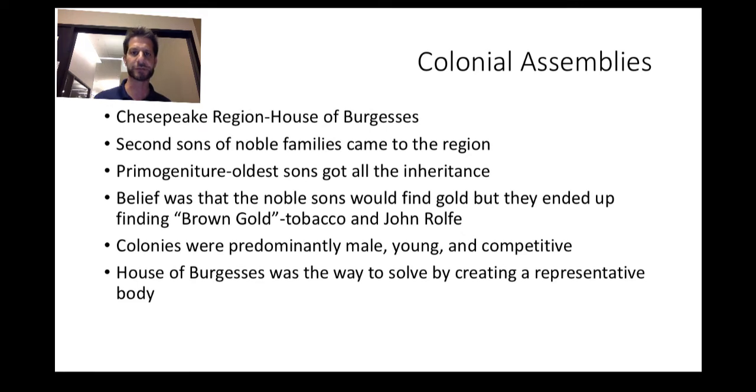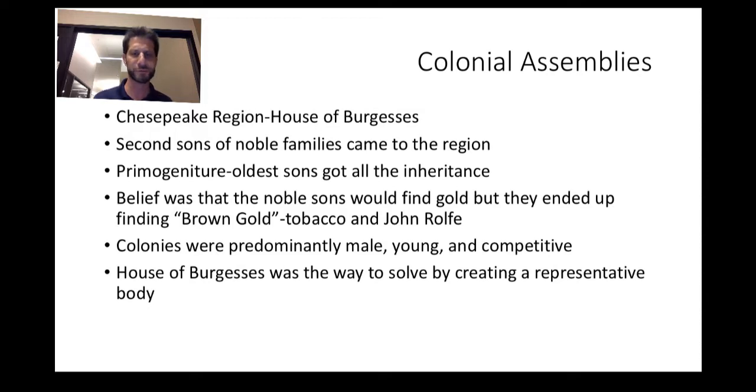So in order to understand this, we're going to start off with the Colonial Assemblies before the Revolution. This really established a tradition in American history of this notion of social equality for people. And the way it did it was in the Chesapeake region. In the Chesapeake region, our first parliament is put into place, and it's called the House of Burgesses. The House of Burgesses was established by the second sons of noble families.